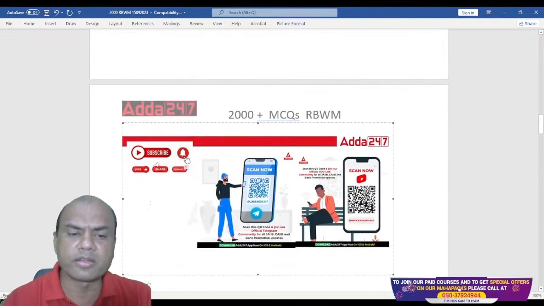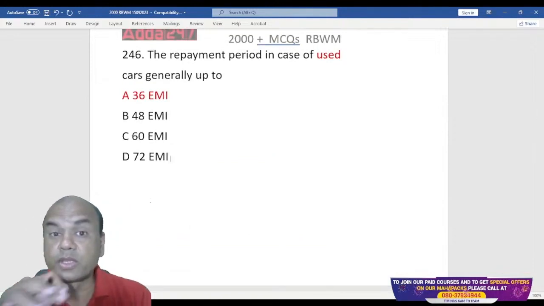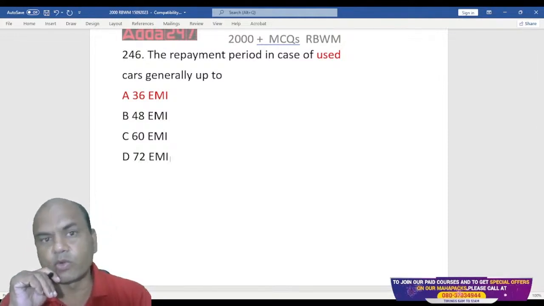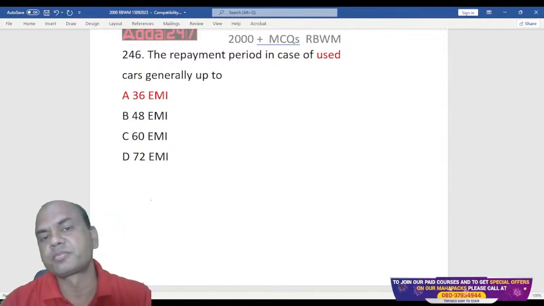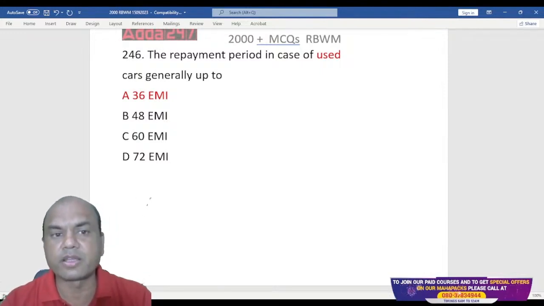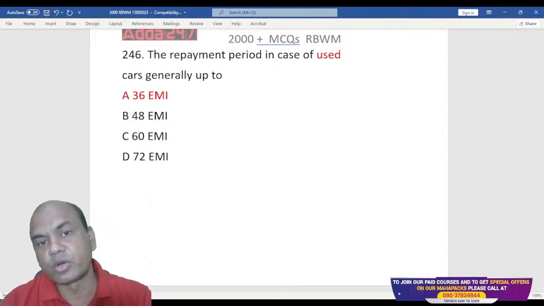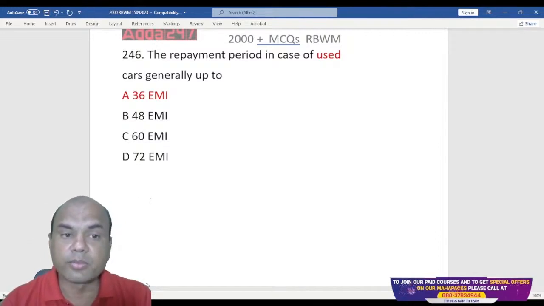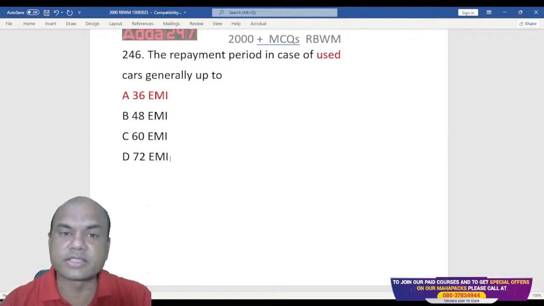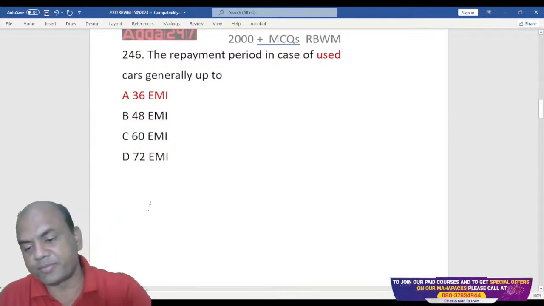Have you seen for two-wheeler loans? Tell me, for two-wheeler, what is the period generally? Two-wheeler loans are given for what period? Type in the comment section. Which period are the two-wheeler loans given? Two-wheeler, scooter, bikes. It is 3 years. Correct, 36 EMI. Scooter, bike, two-wheeler, anything. It is 3 years. Okay, 36 EMI. Next one.